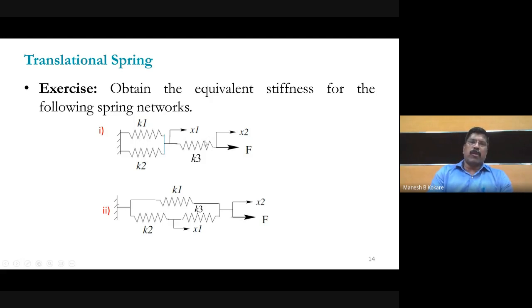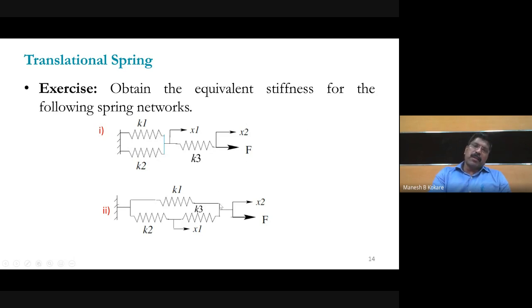I hope that you have understood this one. So what is the K equivalent of this parallel combination? K1 plus K2. This will act as K1 plus K2, and this is connected in series with K3. So overall, 1 by K equivalent equals 1 upon K1 plus K2 plus 1 upon K3. So this will be the equivalent stiffness of this example.